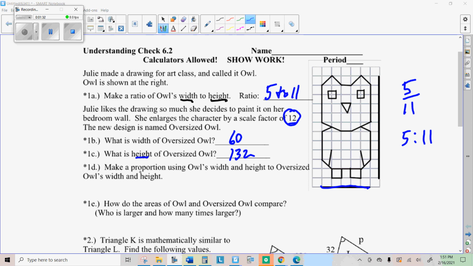Now, since we used the scale factor on that, that means that the drawing on her wall is proportional to the original. So we can take the original proportions width and height, which is 5 to 11, and that should equal the new ratio of width to height, which is 60 over 132. Now you can verify that by simplifying this or make sure the cross products are equal.